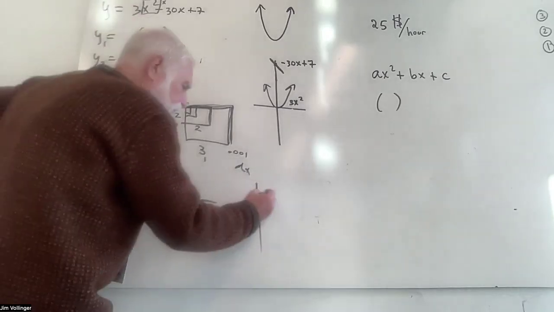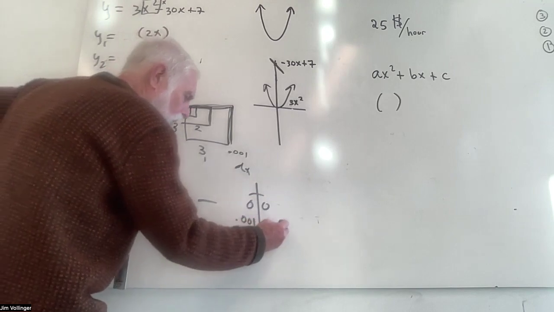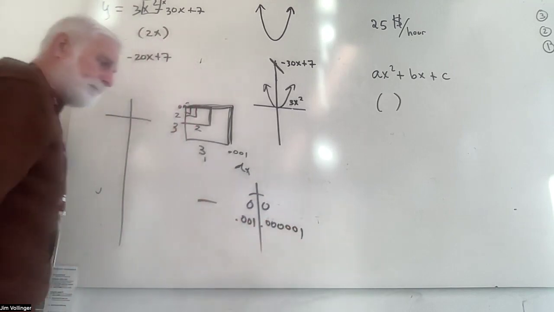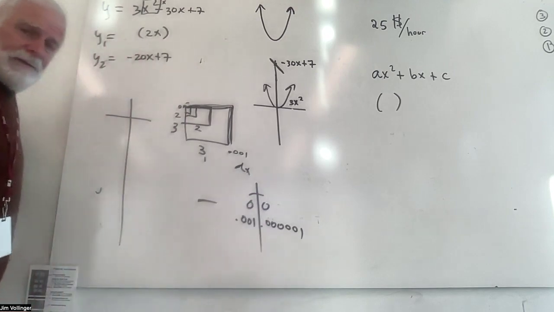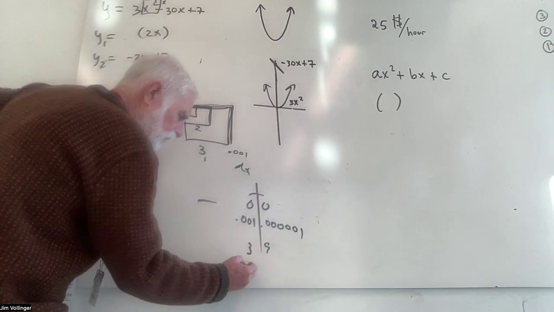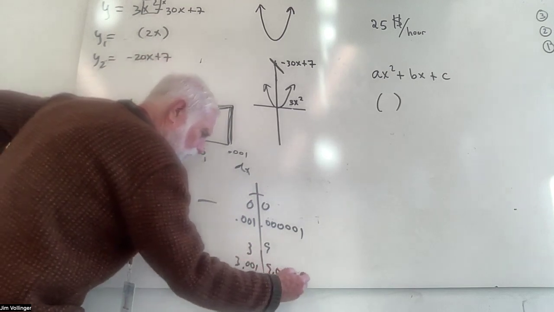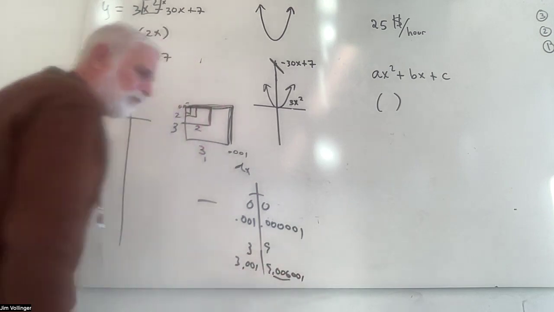Remember what we said here, 0 squared is 0, but 0.001 becomes 0.000001. Not changing. Whereas 3 got us 9, but 3.001 got us 9.006001. Significant change.